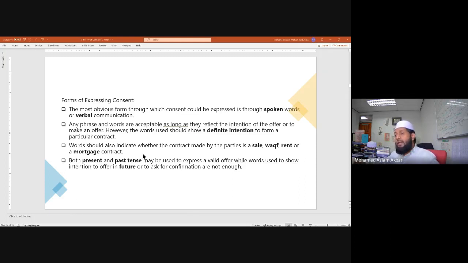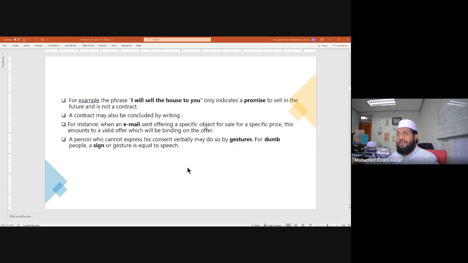Words should also indicate whether the contract made by the parties is a sale, waqf, rent, or a mortgage. Both present and past tense may be used to express a valid offer, while words used to show intention to offer in the future or to ask for confirmation are not enough. For example, the phrase "I will sell the house to you" only indicates a promise to sell in the future, but it is not a contract.